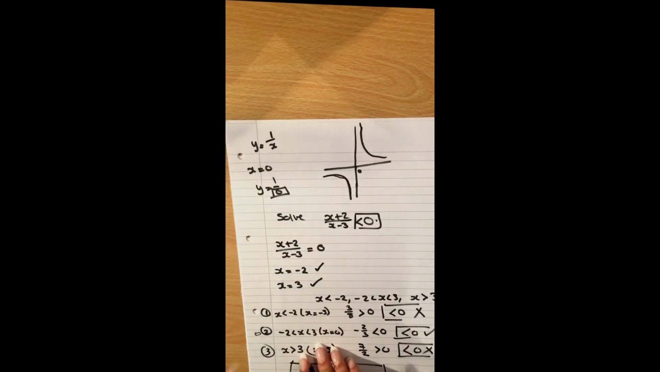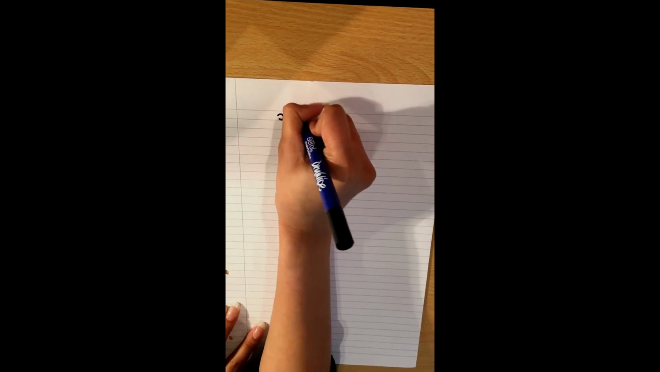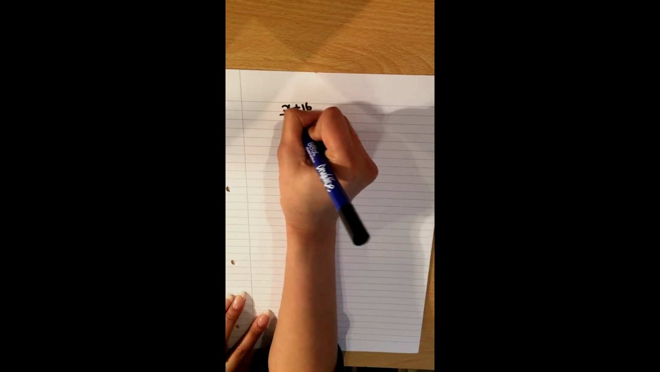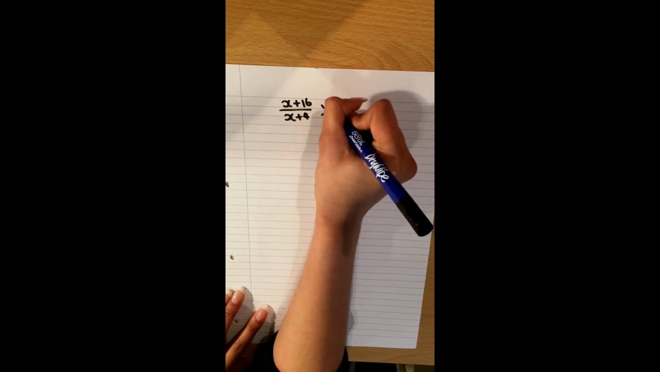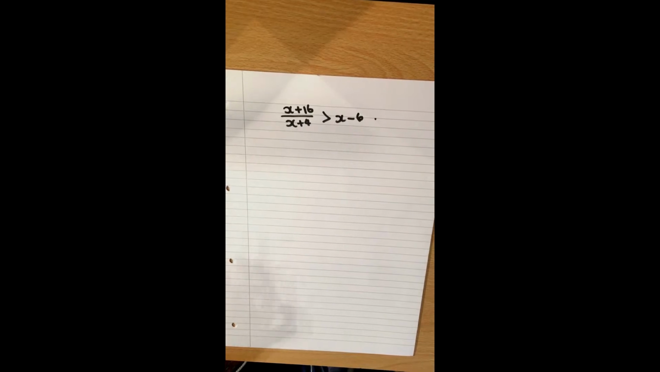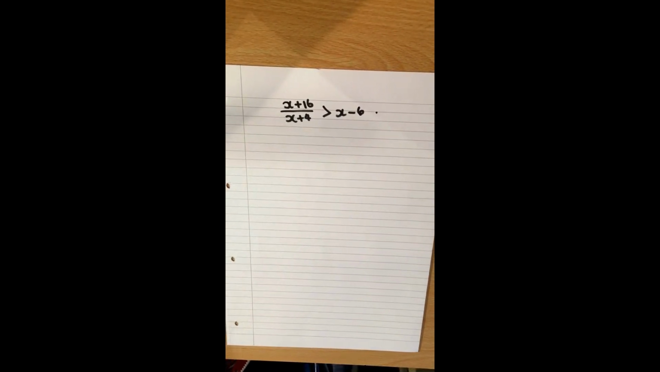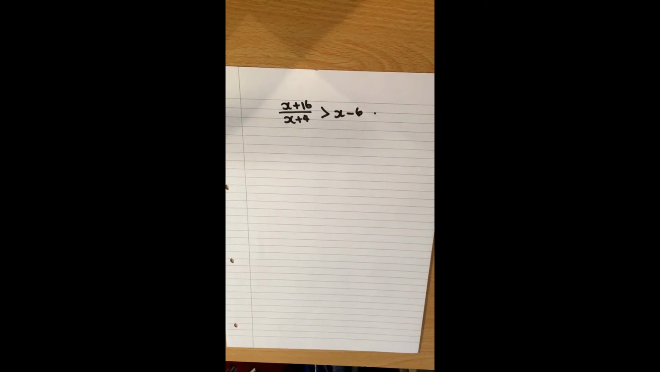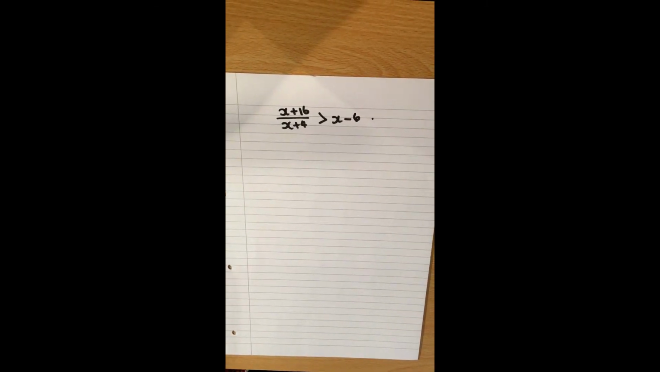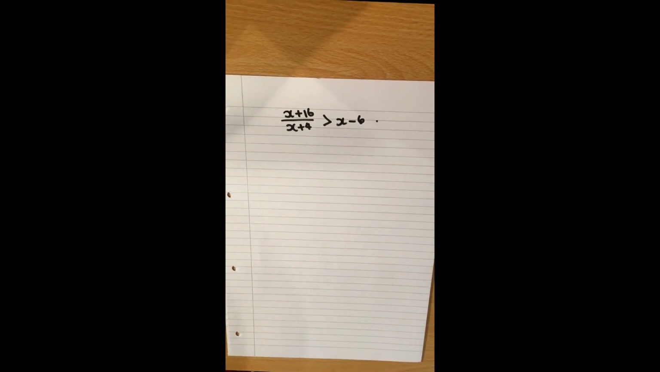Now, we simplified that example by making the right hand side equal to 0. So for our last example, let us take away that simplification and solve x plus 16 over x plus 4 is greater than x minus 6. What can we do to make it resemble our previous example? Have a think, pause the video and come back to us. Okay, welcome back. So to make it the same as our last example, we can try and make the right hand side equal to 0.